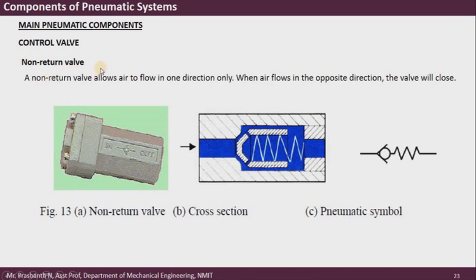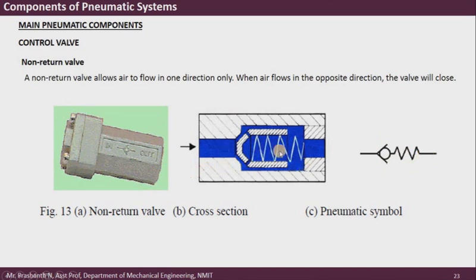A non-return valve basically allows the flow of air in only one direction, right? If the flow of air is in the other direction, then it will stop the flow of air, but it will allow the flow of air in only one direction. So this is how it looks physically, and this is basically the cross-section figure of this. And the symbol of the non-return valve is as follows: there is a ball, there is a spring.